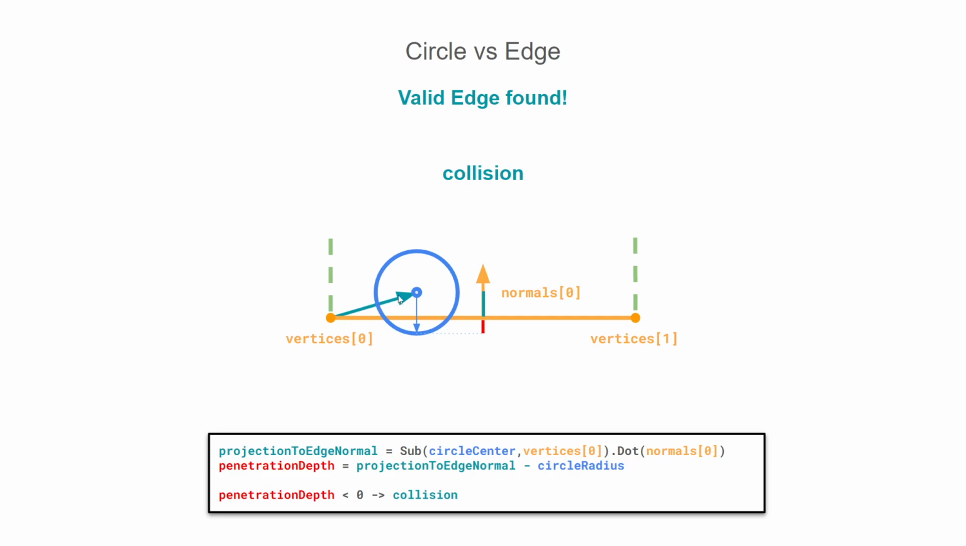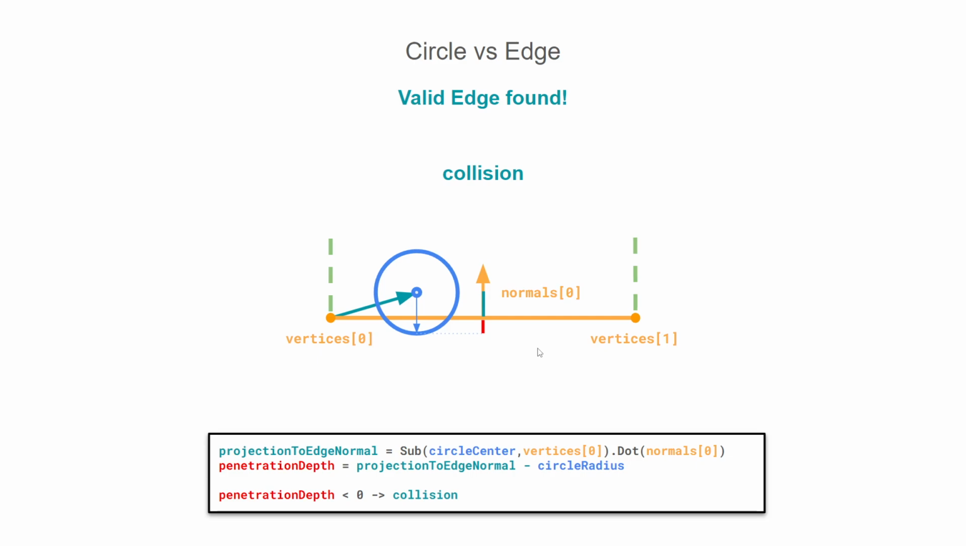So again, here's the arrow, the direction vector from the vertex 0 to the circle center. We project it with the normal. We get this green line here. This is the penetration, the projection to edge normal. Well, it's the value basically. And then if we subtract from this one the radius, you can clearly see this is colliding with the edge. If we subtract this with this one, we get here the penetration depth. And here you can see it's lower than 0. And if it's lower than 0, then there's a collision.